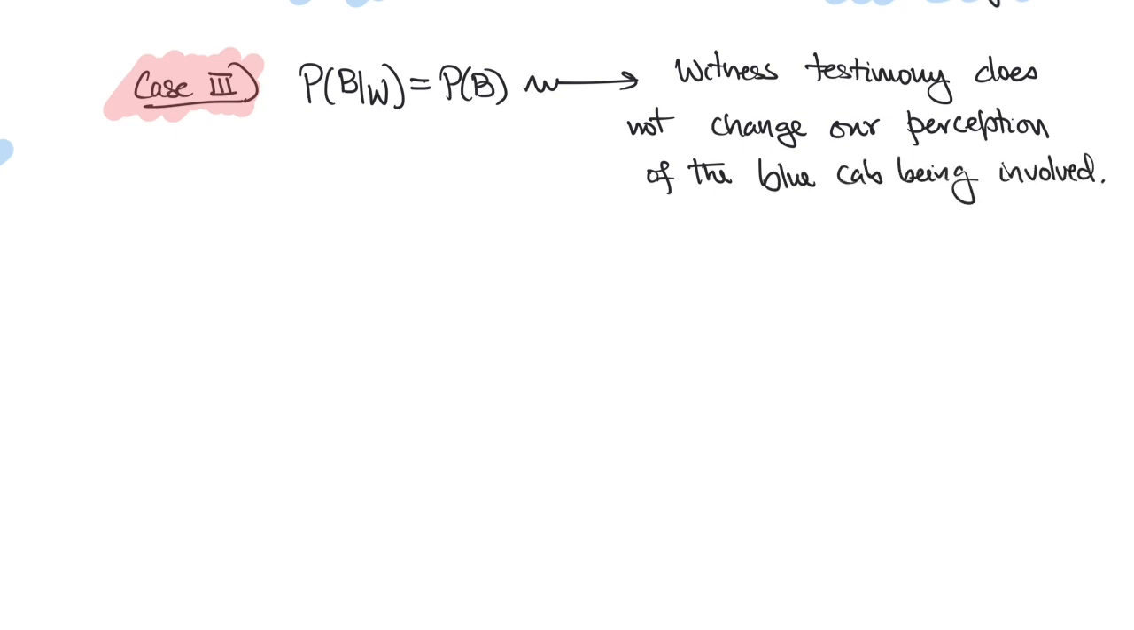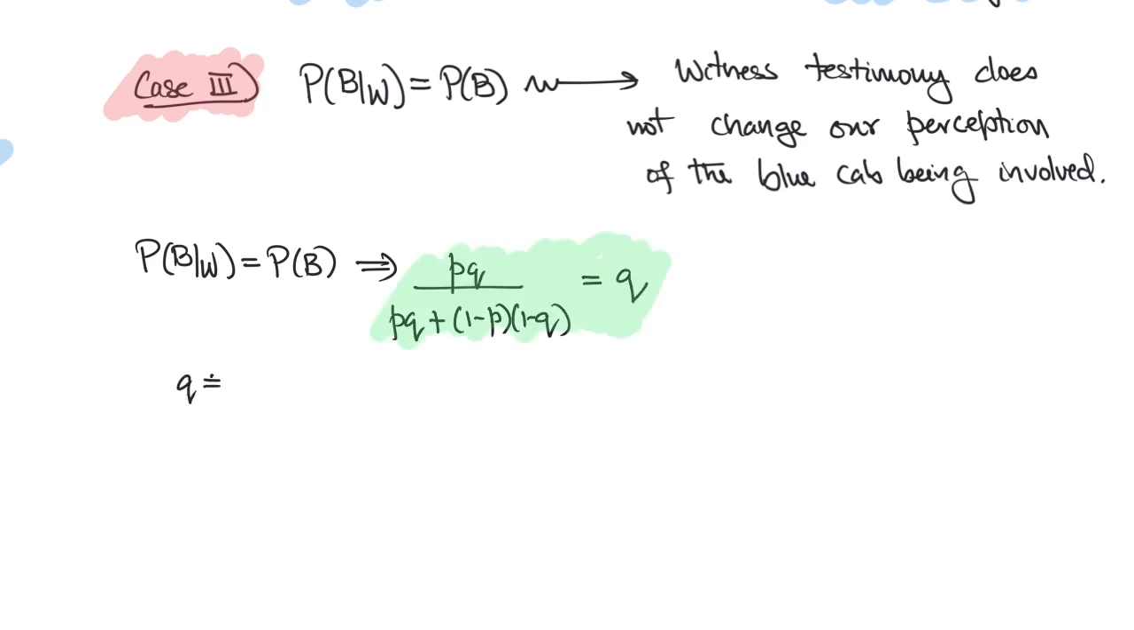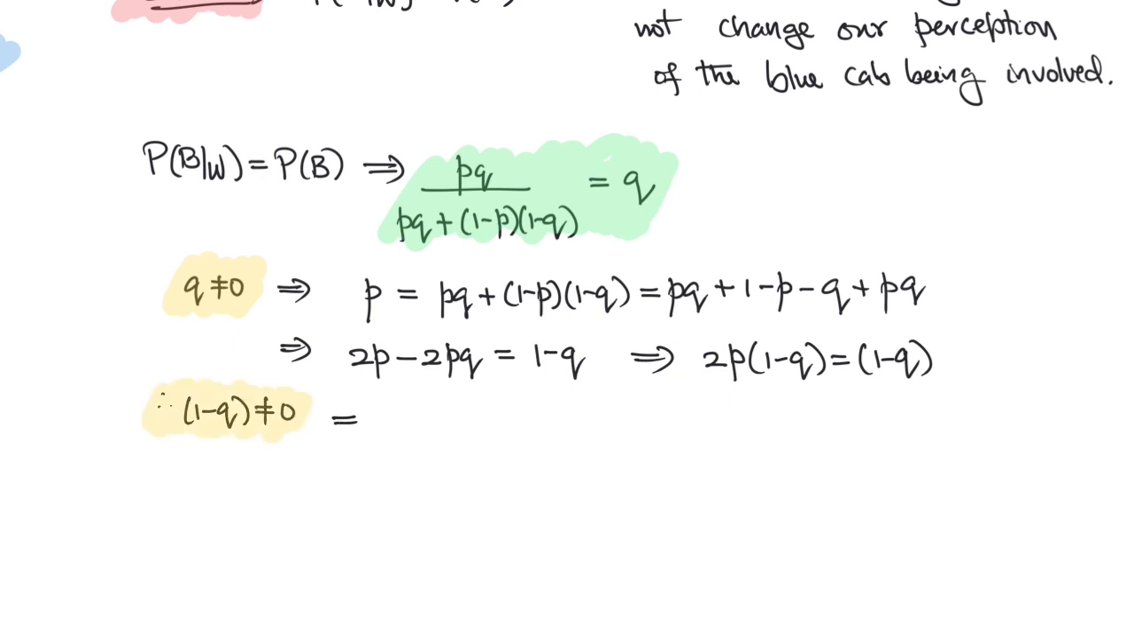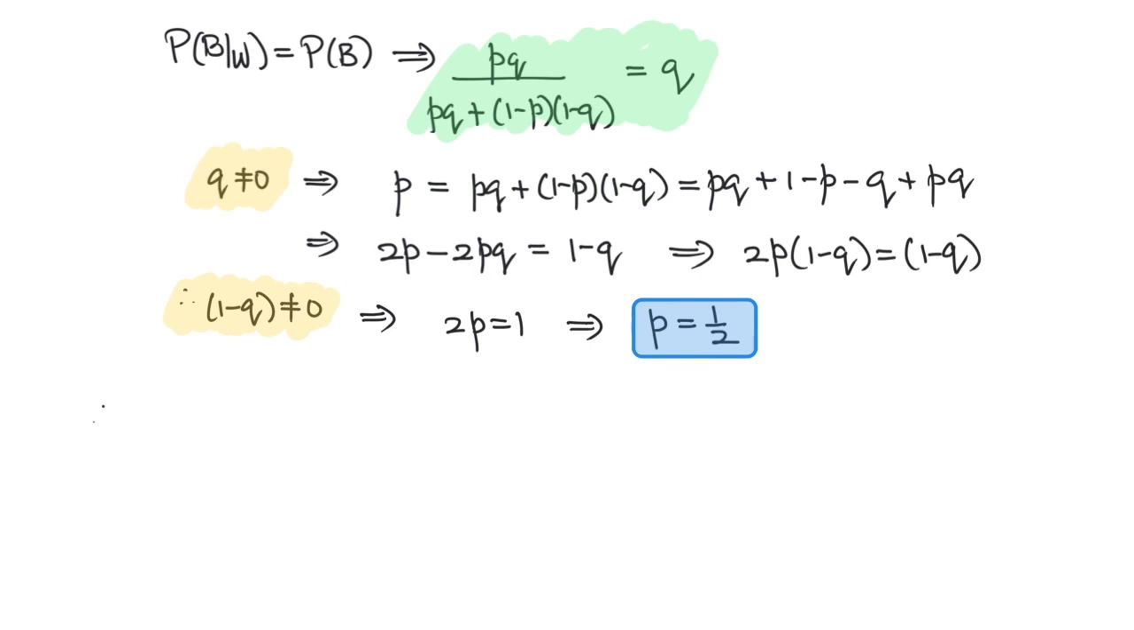In this scenario, we should have that the probability of B given W equals the probability of B. That is going to imply PQ divided by PQ plus (1 minus P) times (1 minus Q) equals Q. We will need the assumption that Q is not equal to 0 to cancel Q from both sides of the equation. And then we will need an additional assumption that Q is not equal to 1 to cancel out 1 minus Q from both sides of the equation to get the value of P to be equal to half.